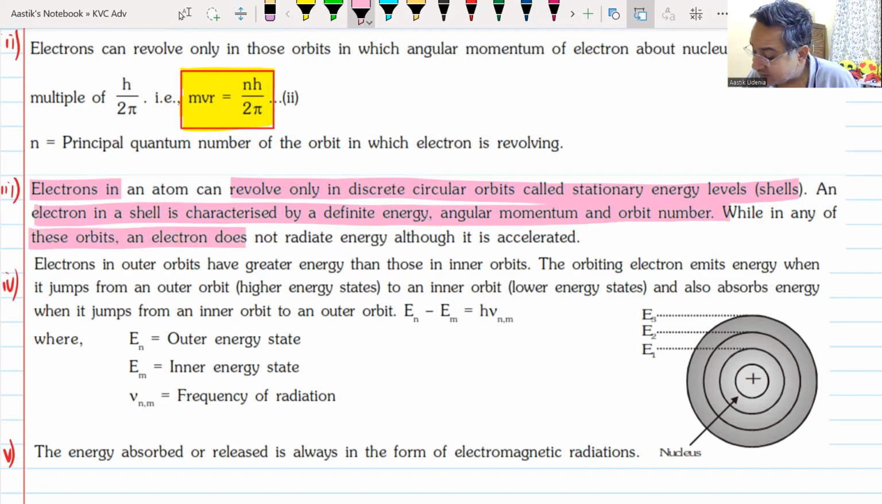In these stationary orbits, they are not emitting any radiation, even though they are accelerated. And remember, in EM waves, I told you that even if an electron moving in an atom is accelerated, it is not emitting any EM waves. Do we understand this?